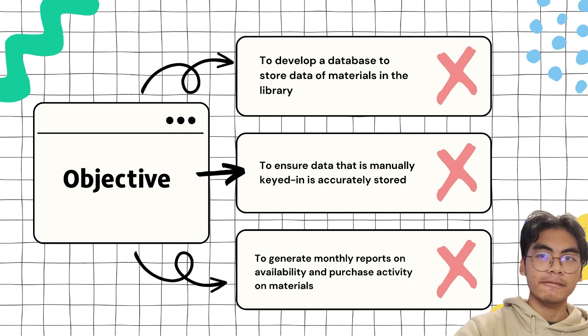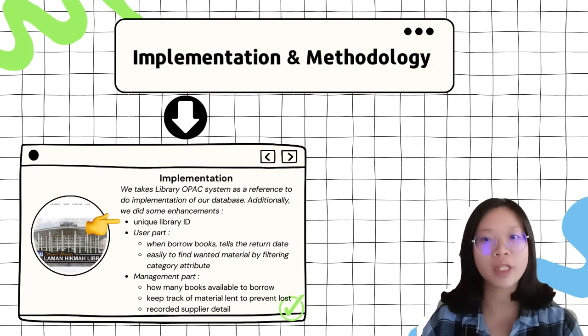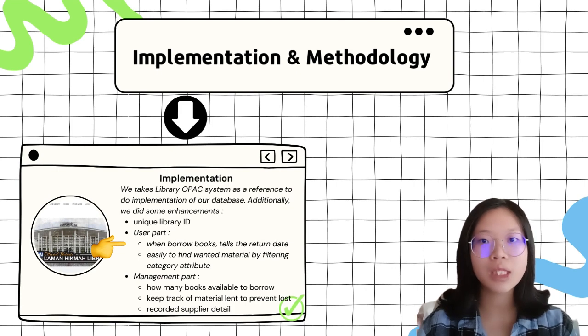Not only that, we also want to generate monthly reports on the availability and purchase activity of the materials that we have chosen. For the implementation and methodology part, we take the Library OPAC system as a reference to implement our database. Additionally, we did some enhancements, in which the system will generate a unique library ID for every student and staff member who wishes to utilize our library facilities, such as borrowing books, audio and video material. This ensures that any changes made will not affect the academic aspects. On the other hand, our database is considered user-friendly by allowing users to filter results based on category attribute when searching materials. Furthermore, this database records user borrowed-book data and tells the return date at the same time to minimize miscommunication that might cause some fines later.